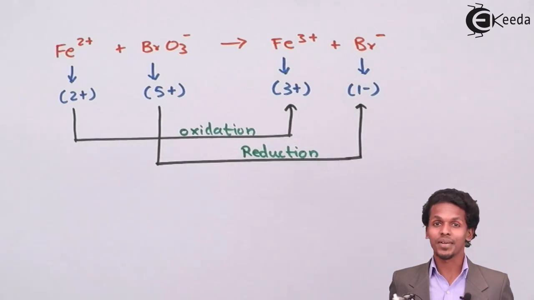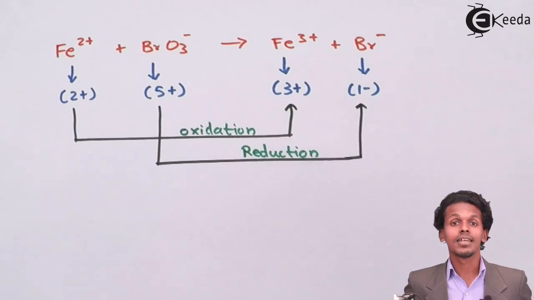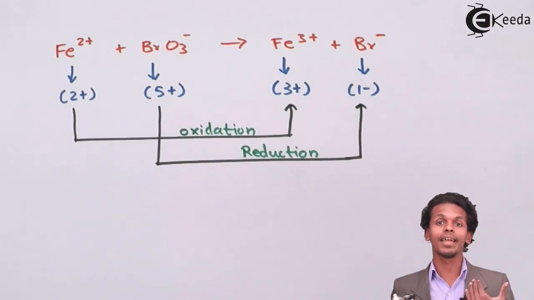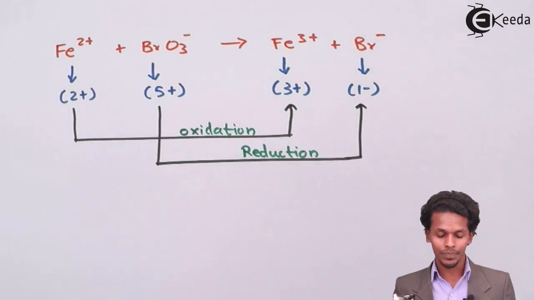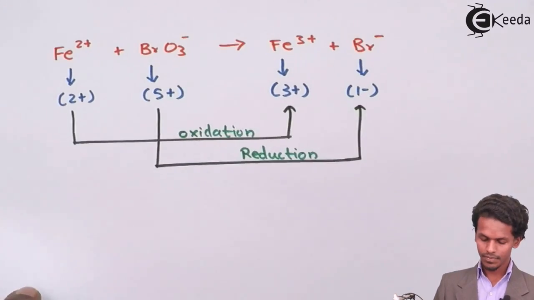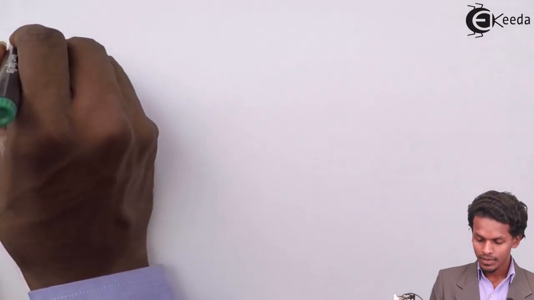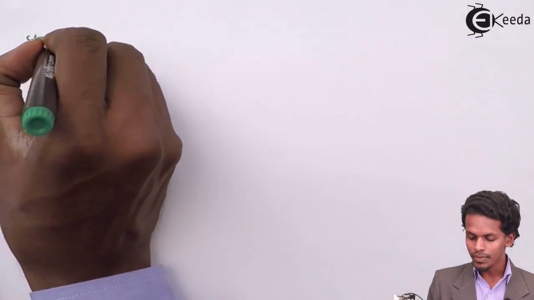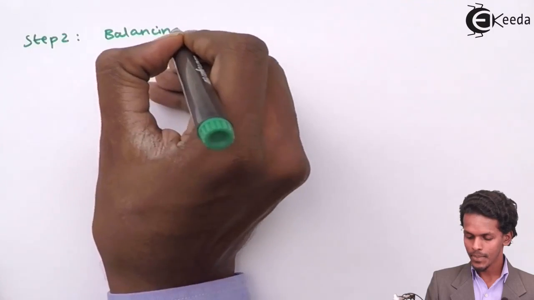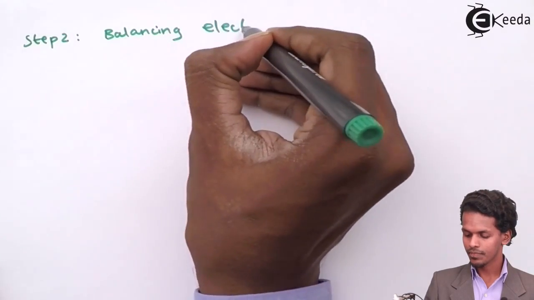So it has been clearly shown that it is a redox reaction. But this is not over yet. We have to balance the electrons also. So how can we do that? Let us see by taking step number 2. Step number 2 will be balancing electrons.